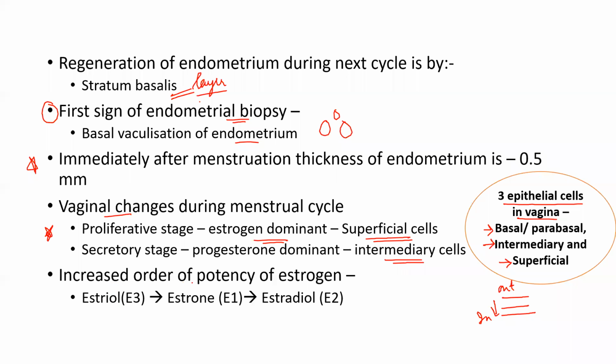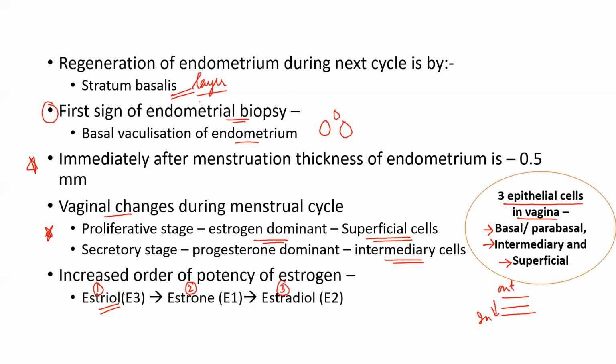Next one, increasing order of potency of estrogen. We spoke about estrogen acting in the luteal phase or the follicular phase or any phases. Now we need to know the order of potency of the estrogen. These are the three derivatives of estrogen we know. Remember, estriol is the highly potent estrogen. After estriol, the next one is estrone, and lastly we have estradiol.